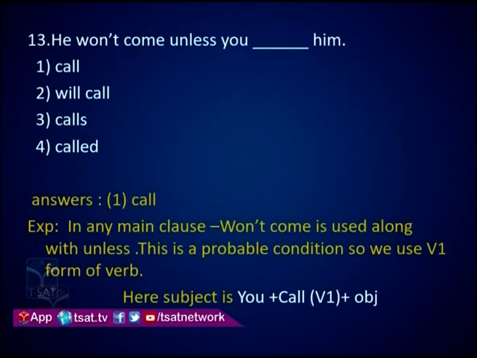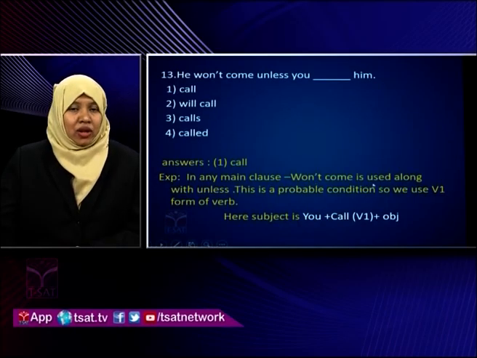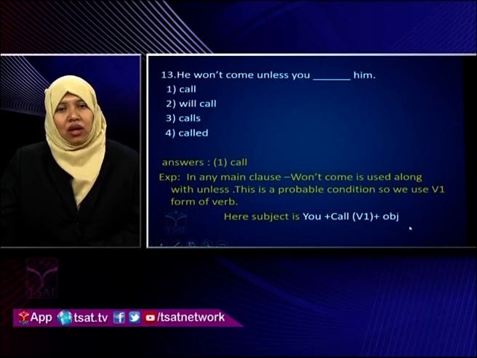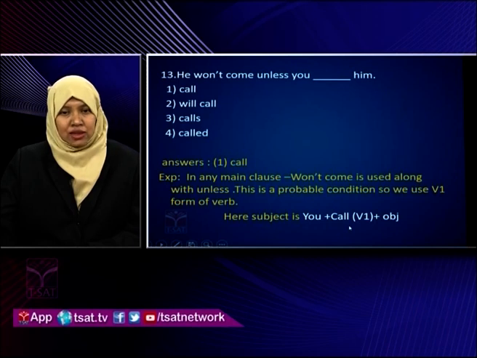He won't come unless you dash him. Call, will call, calls, called. Now if you look at this sentence, he won't come unless. Always remember, in any main clause, won't is there. Won't come is used along with unless. When come and unless, these two words, are used one after the other, this is a probable condition. In probability, we use only the V1 form of verb. Here the subject is you: he won't come unless you call him. The object is him. So the answer should be call.